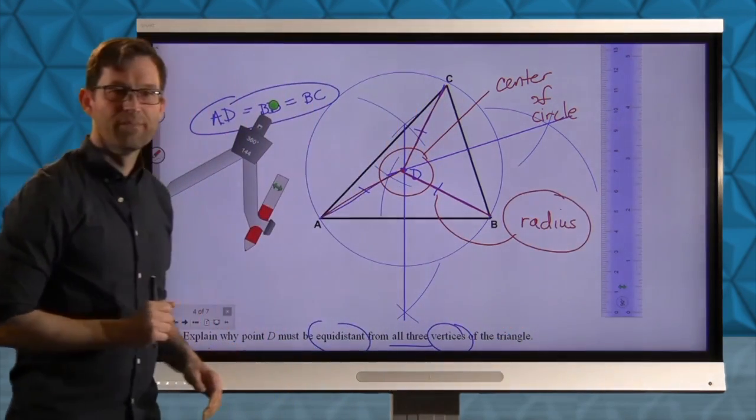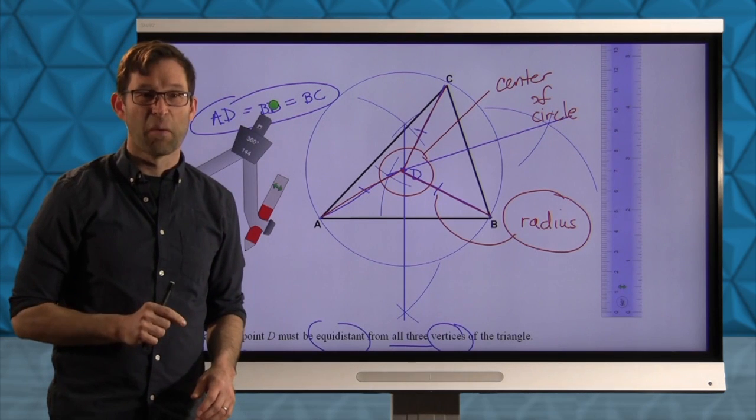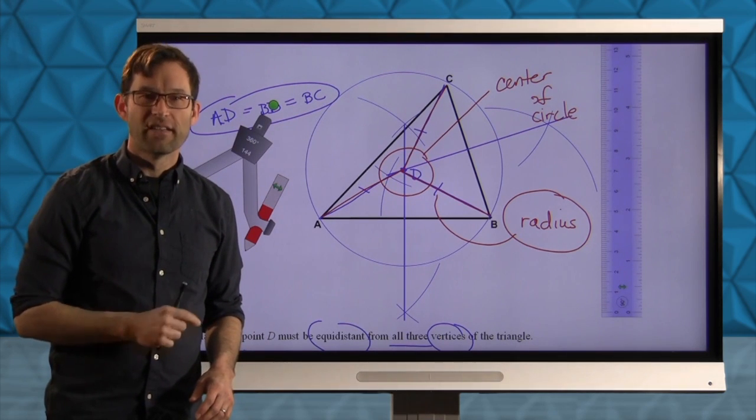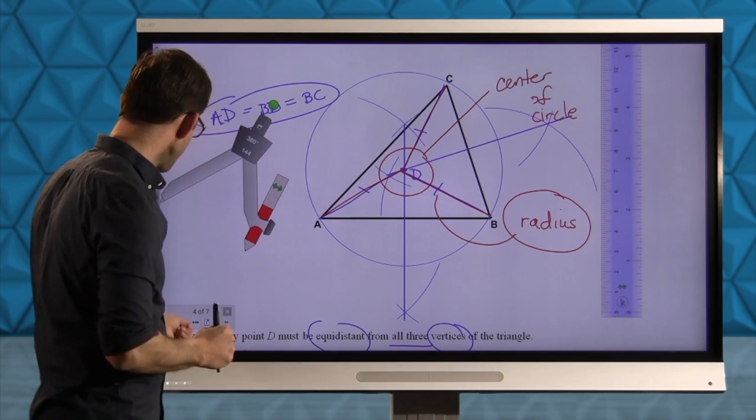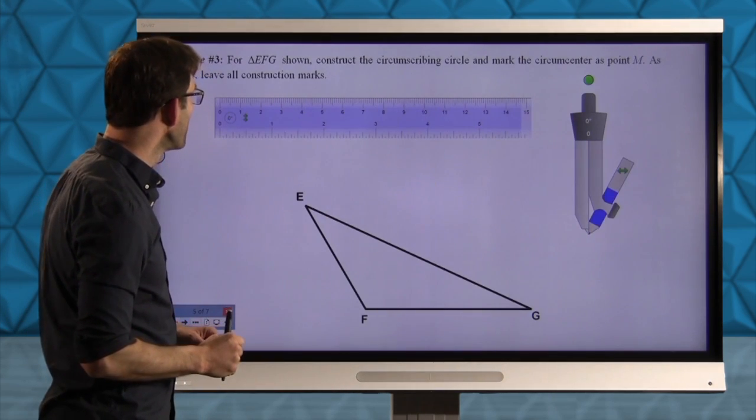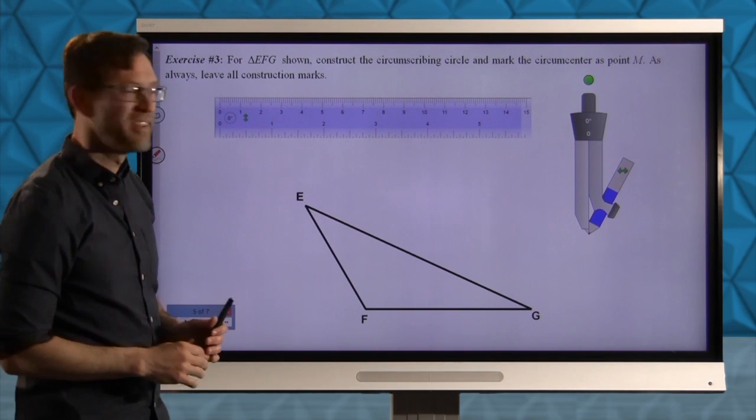How cool is that? All right, we're going to do this construction a couple more times and see how bad I get, all right? And also see how good you get. So let's keep going. All right, exercise number 3.